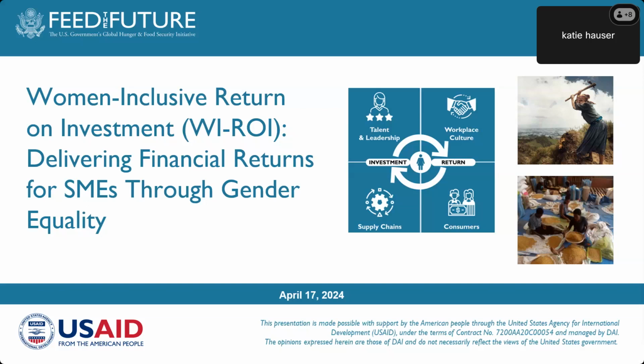MSP first developed two research products looking at how social inclusion is measured in the private sector, as well as an evidence review of the return on investment of social inclusion. What we found was that there's a big gap in the evidence base, and this gap is most pronounced when you look at small and medium enterprises in lower and middle income countries. This research led to the development of the Women Inclusive Return on Investment Framework, or WE ROI, which we'll share in the chat for easy access if you haven't seen it yet.